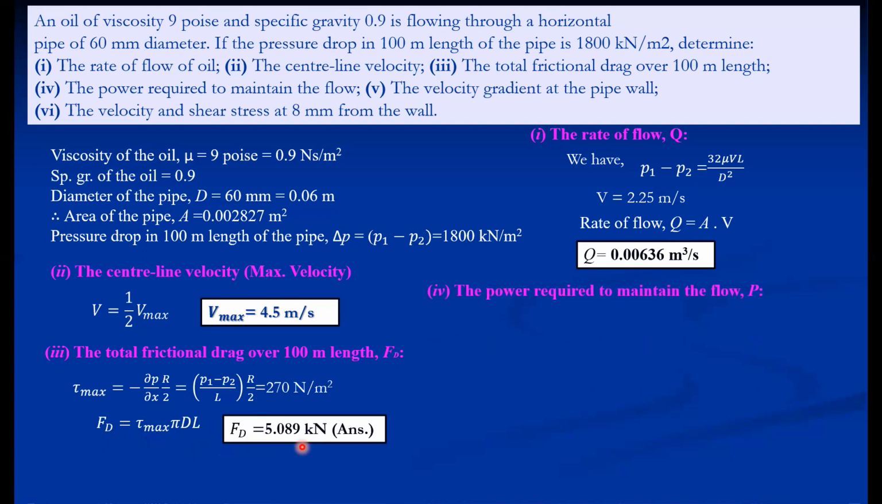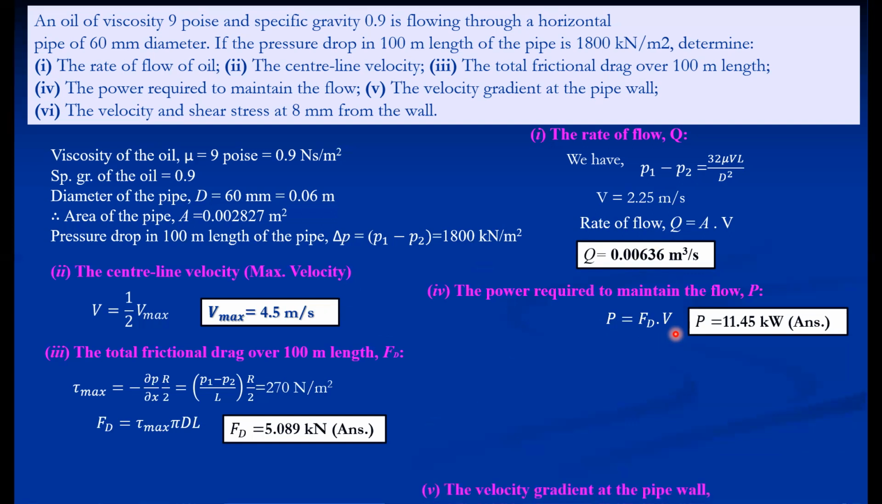Then the fourth one, that is the power required to maintain. So power required is force into velocity, that is one expression, or we can use this expression, dp into q, also. Both quantities are available, so we can use this expression, force into velocity. By putting the values, we can calculate power, that is 11.45 kilowatt.